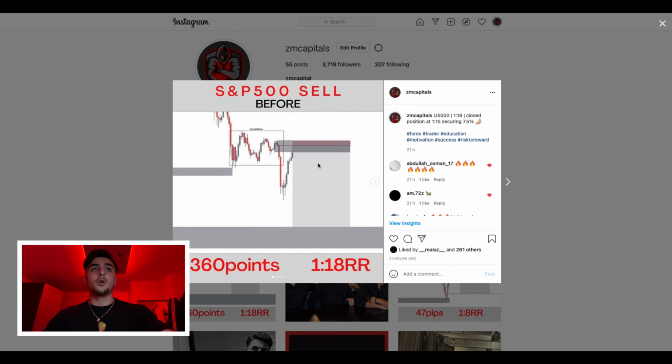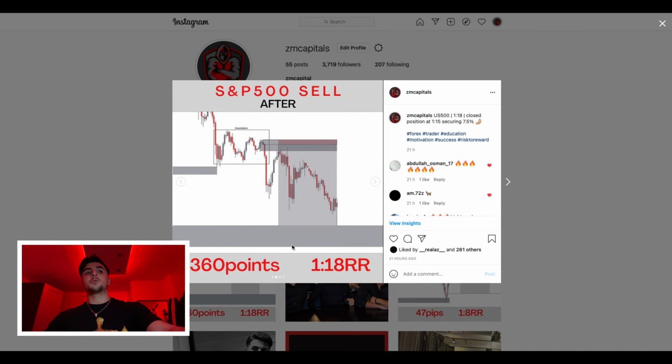So this was the before, this was the after. We secured a nice 18 RR. I personally pulled out the trade when it touched 15 RR, securing a nice 7.5% on this position.